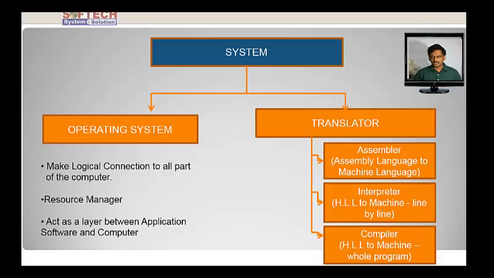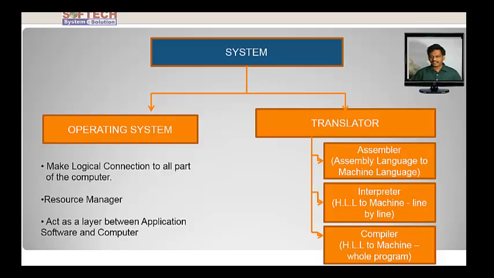But the interpreter is also a software. That software converts a high level language program into machine language, but line by line. What is line by line? The interpreter reads a statement, that is, one line from the high level language program, then converts it into machine code. Then it reads the next line from the high level language program and converts it into machine language. Then it converts the third line. So it reads line by line and converts into machine language. So it is a line by line translator.